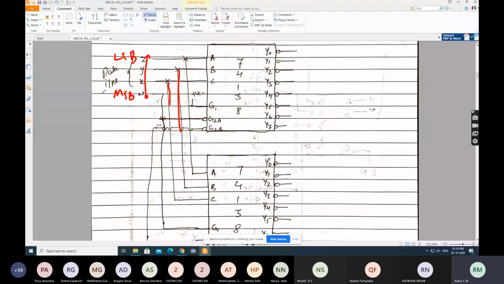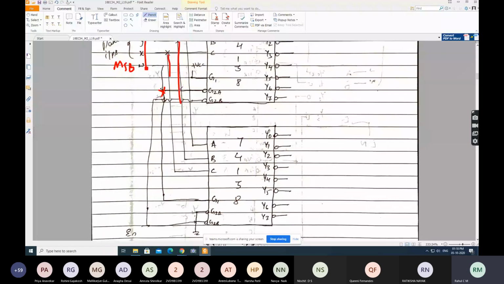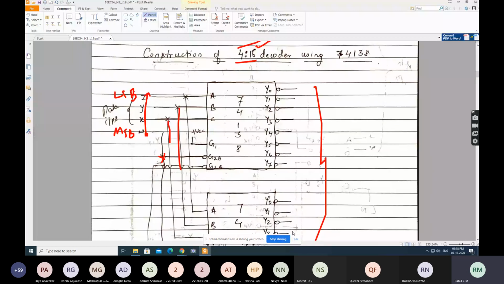Understanding? And here you can see W is connected to this pin, that is G2A, and the same W is connected to G1 here. So in that way, I'm able to get a how many pin IC? See, there are 4 inputs W, X, Y, Z, and there are 16 outputs. So it is a 4:16 decoder. Am I understandable? Yes, sir.